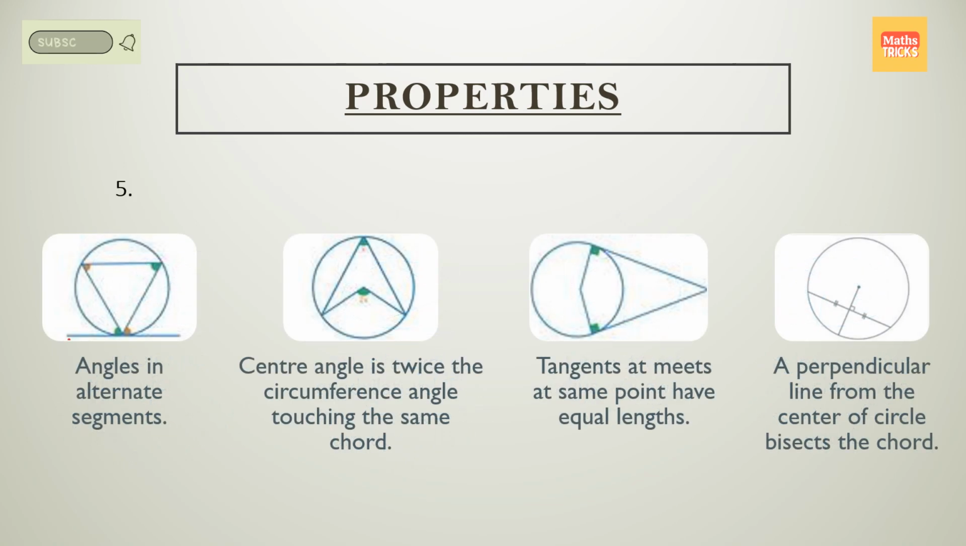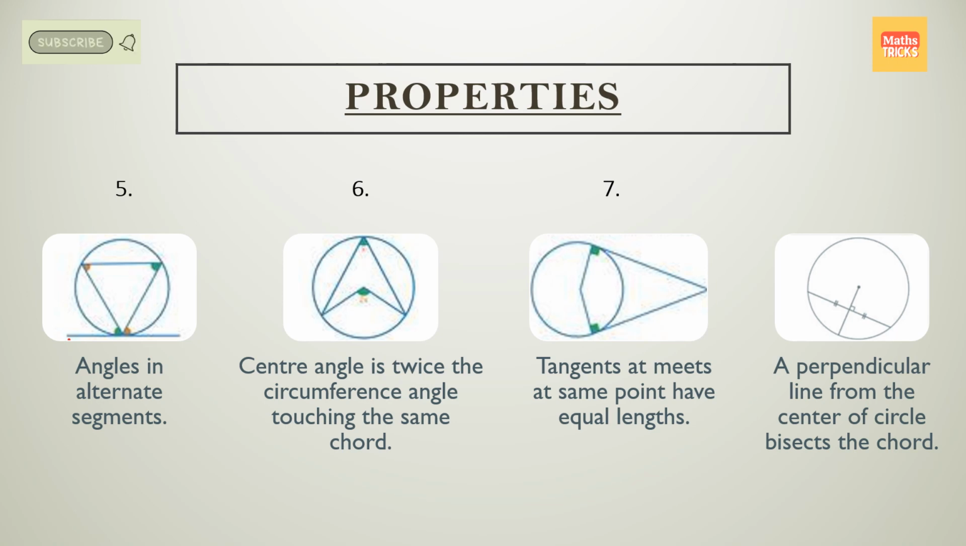Property number 5. Angles in the alternate segment as shown by the color in the diagram. Property number 6. The center angle will always be twice the circumference angle touching the same chord. Property number 7. Tangents meeting at the same point, with the radius, have equal lengths and form 90 degrees with the radius.